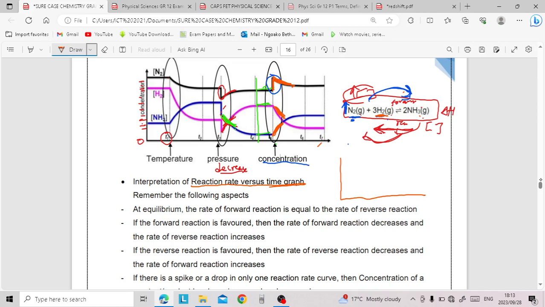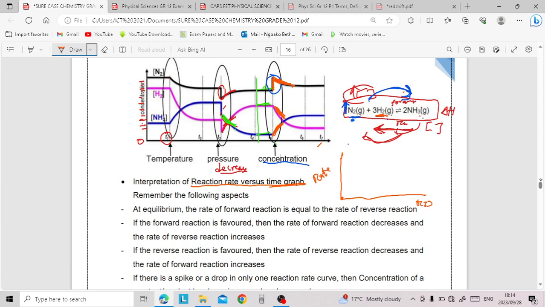This will be time in seconds. Now if this side is the rate, when the rate starts, it means when we start the reaction, we start only with the forward direction. The reverse direction will start from 0, because from the reverse the product gets more.